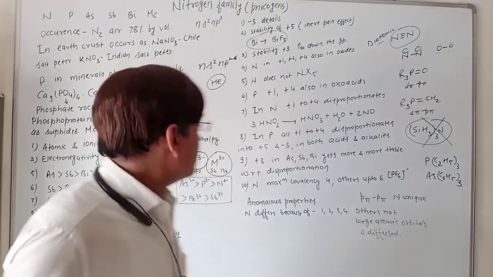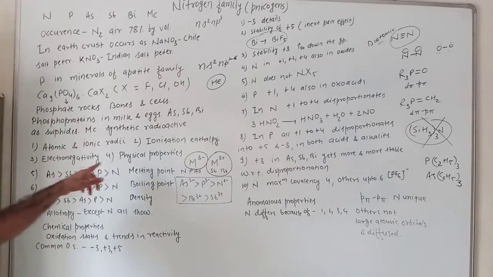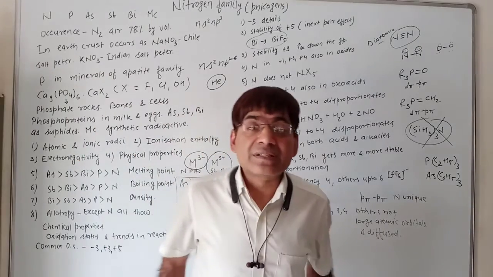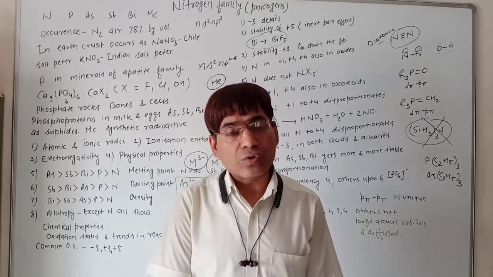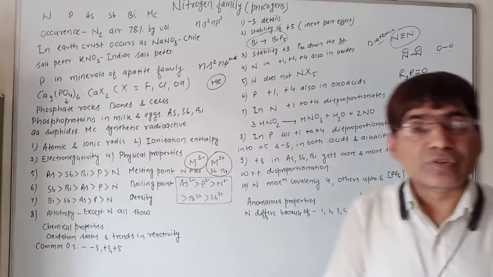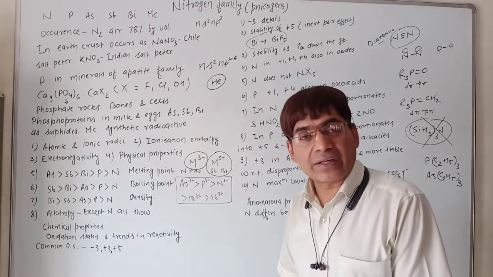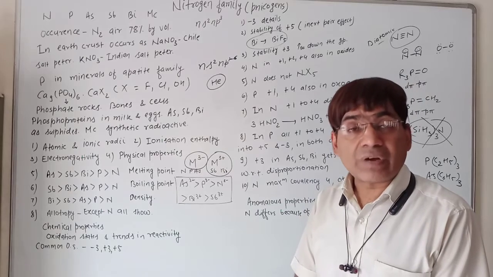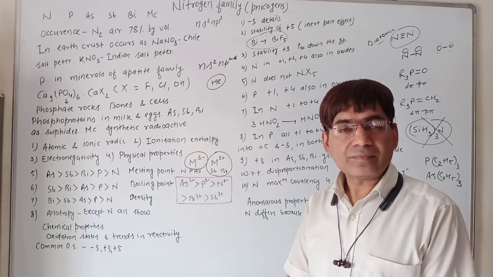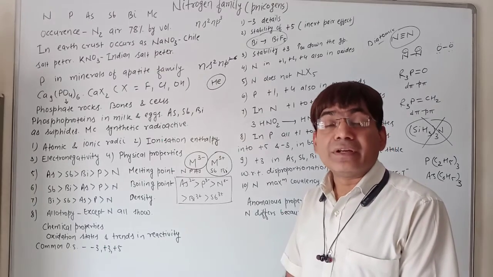Clear? Now, next is physical properties. In physical properties, nitrogen is gaseous, and the rest of the members are solid. Nitrogen, the first member of the group, is gaseous in nature, while the other members are solids. Is it clear?